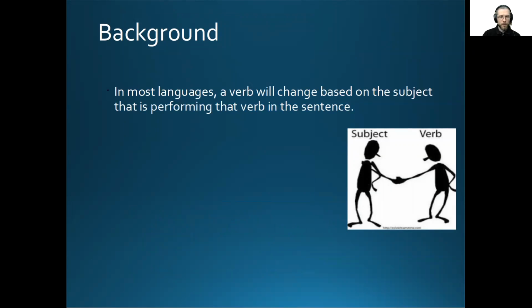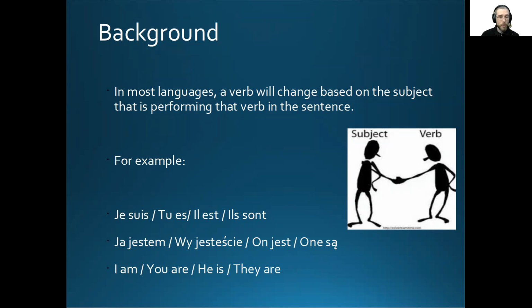So, background information. In most languages, a verb will change based on the subject that's performing the verb in the sentence. So, as an example from French, je suis, tu es, il est, and ils sont. In English, it would be I am, you are, he is, they are. So depending on the subject of the sentence, I, you, he, or they, the verb in the sentence is conjugated in a different way. Am, are, is, and are, they're all the verb to be, but they're conjugated in different ways. The subject and the verb have to be in agreement when you conjugate the verb.